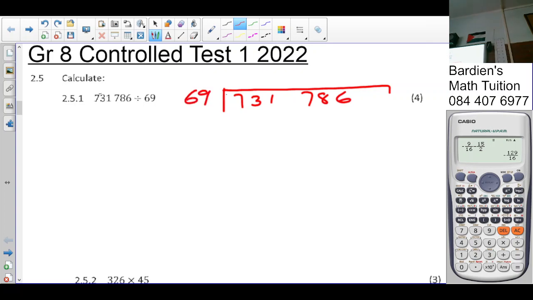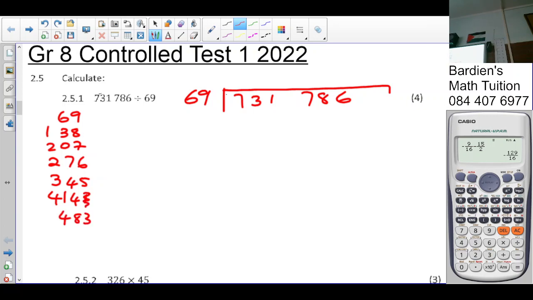So 69 can't go into 7. So what we do is we write it in multiples of 69. So it's 69, 138, 207, 276, 345, 414, 483. Okay, that should be enough.